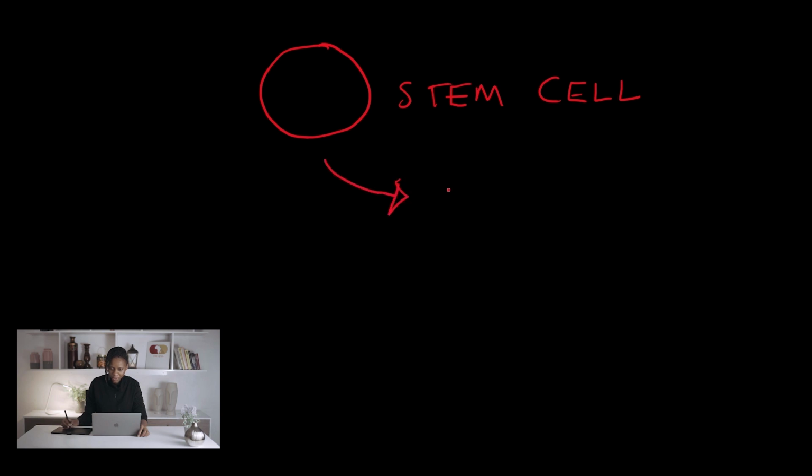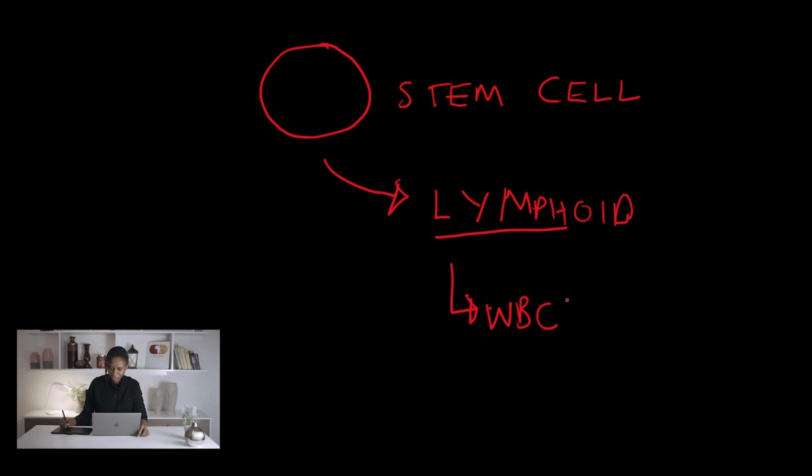So the first cell line leads to your lymphoid line. And out of this lymphoid line, you get white blood cells. So not all of them, some of them. And the specific white blood cells you get here, which you can see from the name, are your lymphocytes. So that's your B lymphocytes, and then your T lymphocytes.